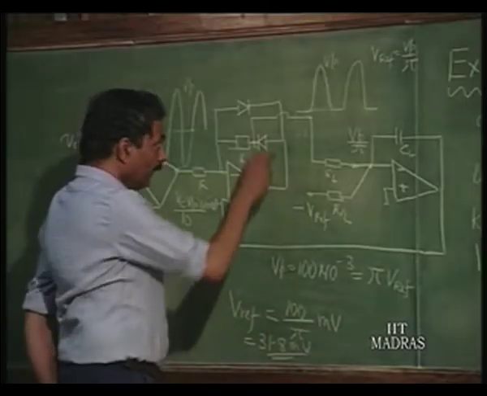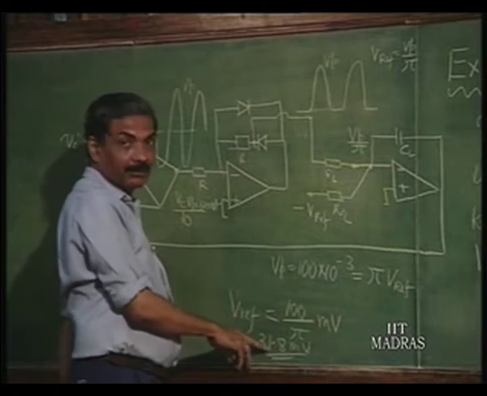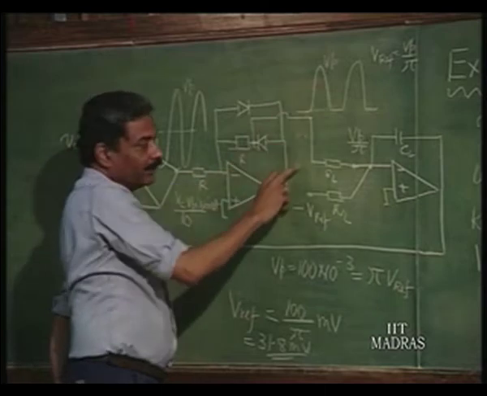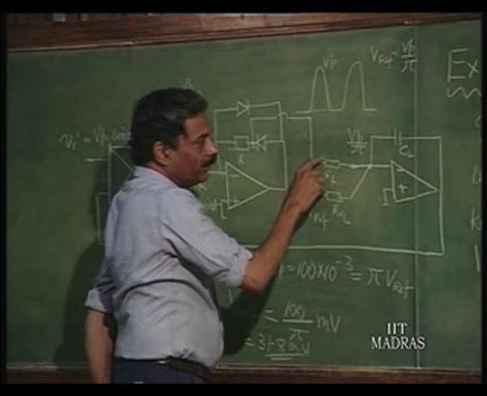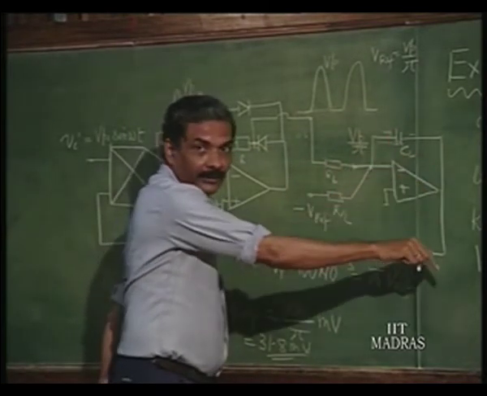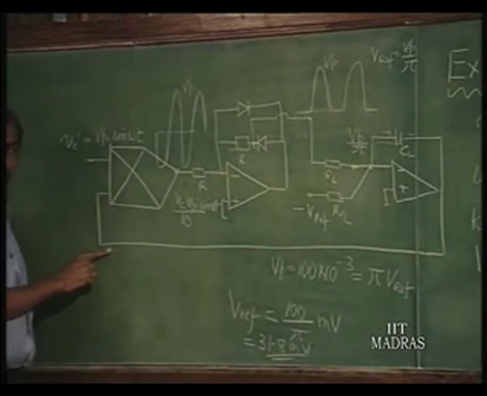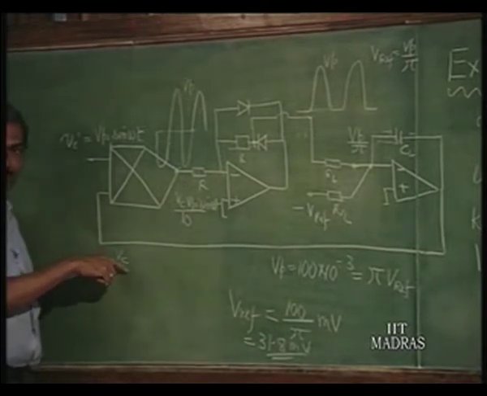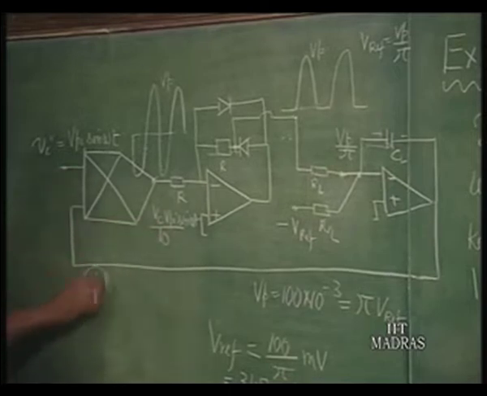Now, if this becomes more than this 31.8, then this is going more positive. When this goes more positive, this current is going to be injected more into the capacitor, and this will go more negative. That means, let us assume that this is positive. This becomes less positive, and therefore, the gain reduces. So, this is negative feedback for Vc which is positive.